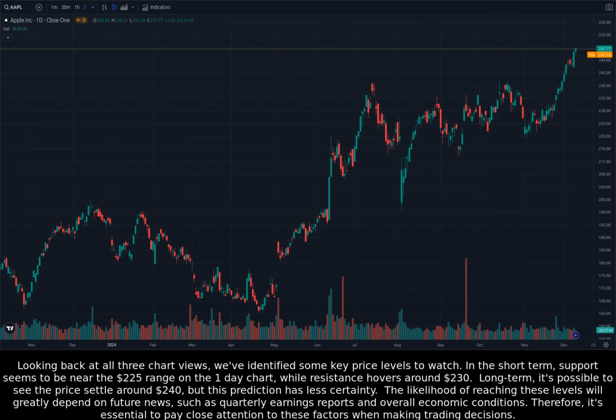In the short term, support seems to be near the $225 range on the one-day chart, while resistance hovers around $230. Long-term, it's possible to see the price settle around $240, but this prediction has less certainty. The likelihood of reaching these levels will greatly depend on future news, such as quarterly earnings reports and overall economic conditions. Therefore, it's essential to pay close attention to these factors when making trading decisions.